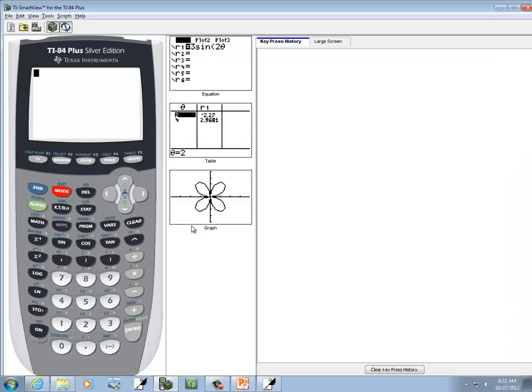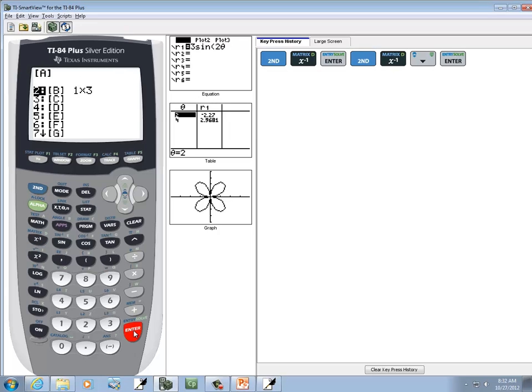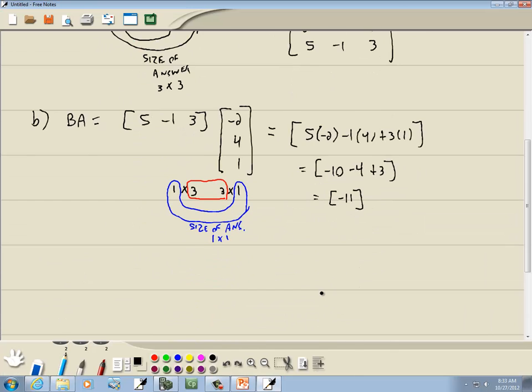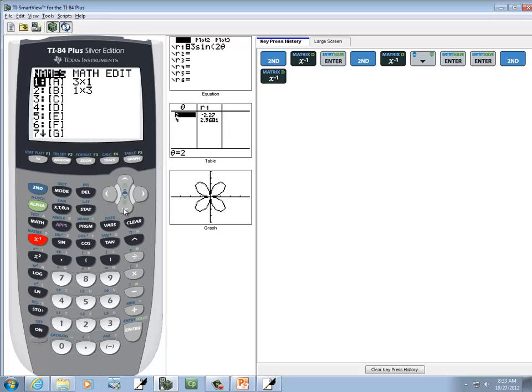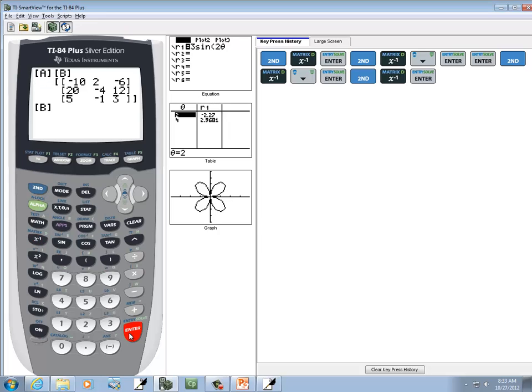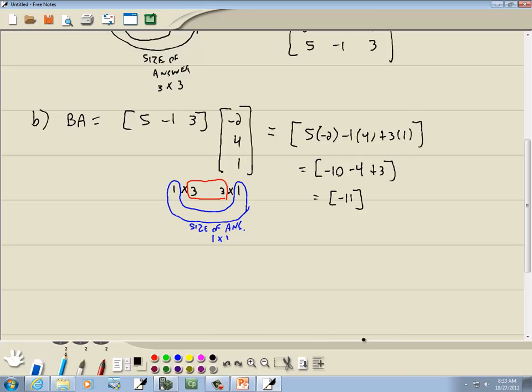And our first one was A times B, so I do second x to negative 1, enter on A, go back into my matrix menu, second x to negative 1, down arrow to B, enter, and enter again. And let me double check my numbers here. Looks like I didn't make any kind of basic math error on that one. Now B times A. So go back into our matrix menu, down arrow to B, enter. Go back into our matrix menu, enter on A, enter again. And we get negative 11. So that one checks.